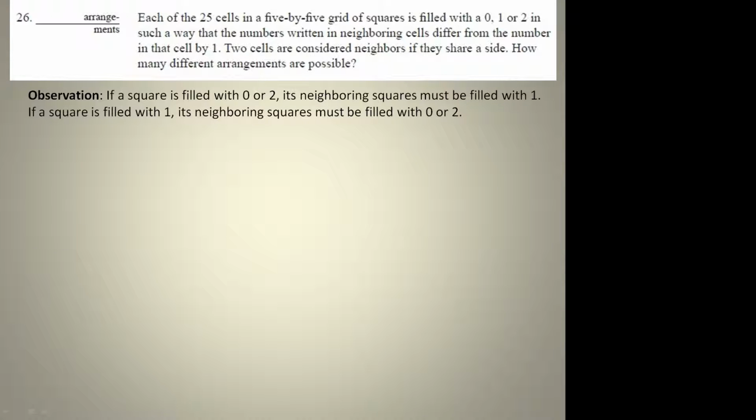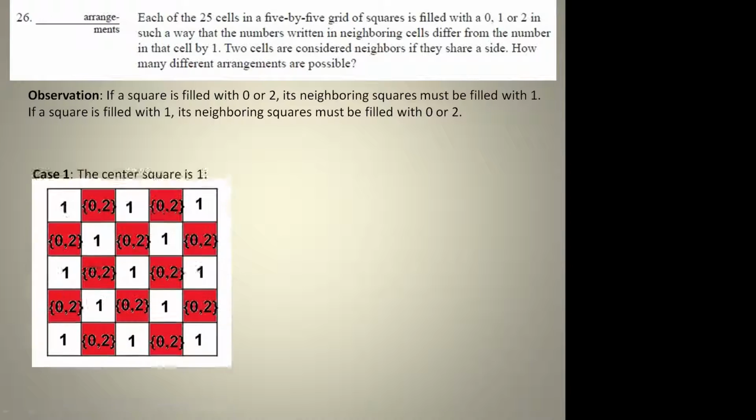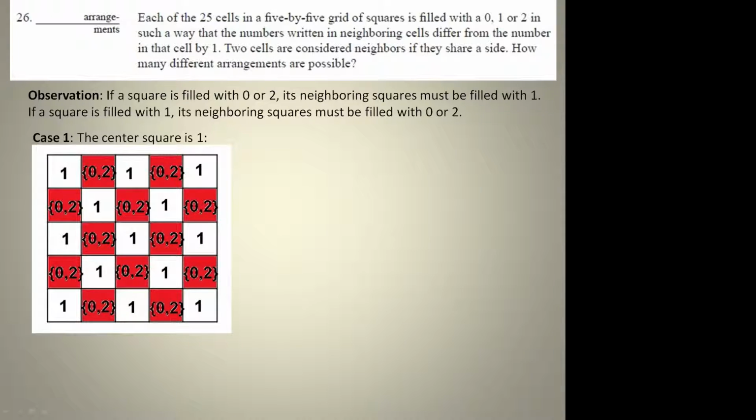Okay. Observation: if a square is filled with 0 or 2, its neighboring squares must be filled with 1. If a square is filled with 1, its neighboring squares must be filled with 0 or 2. And we will start with the center square.